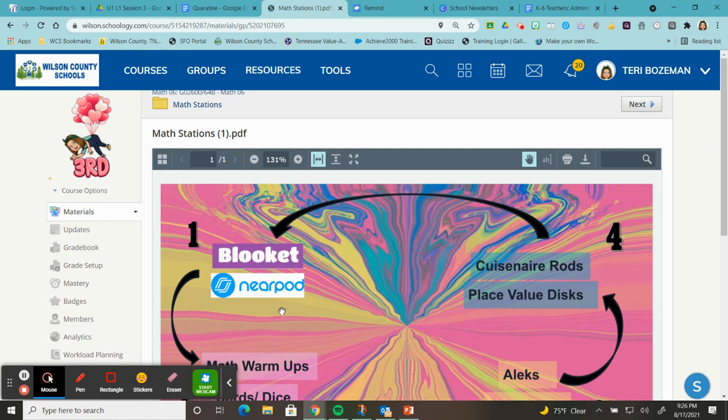These stations will change throughout the year, throughout the weeks, as we go along. So just know that will happen, and you'll see different ones. But always start with ALEKS, then your math warm-ups, and then if there's another technology station on here, you are welcome to complete those as well. So that concludes session 3.